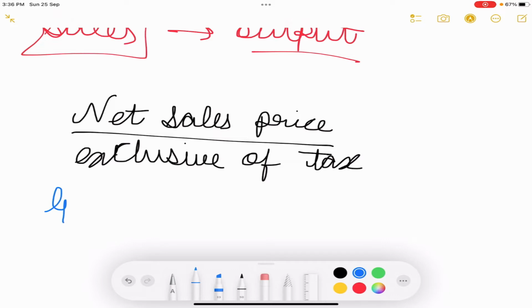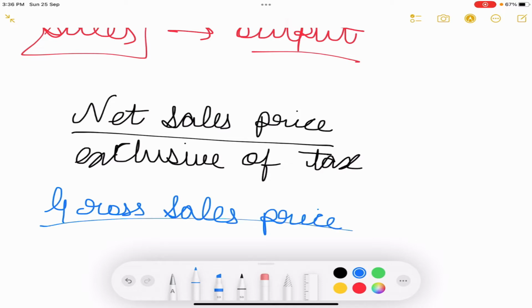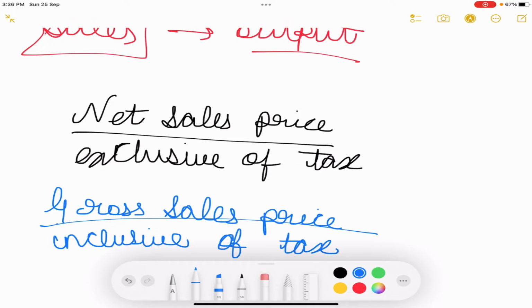Now tell me what a gross sales price is. What is a gross sales price? Gross sales price is when it includes the tax. So when you add the tax amount to the product's actual amount, then you will be getting the gross value. Easy. Nothing is difficult in this.